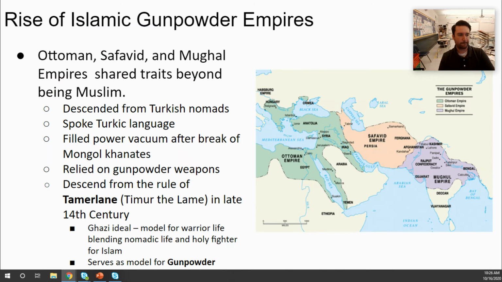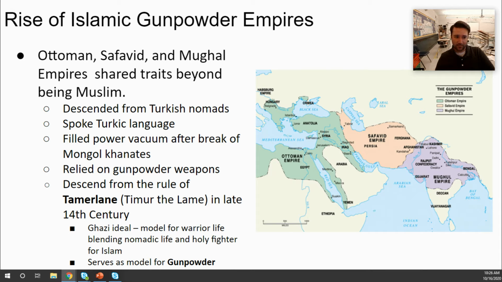Okay. So then we're going to shift gears again to another area, and we're going to talk about the rise of the Islamic gunpowder empires. So this is including the Ottoman, the Safavid, and the Mughal empires. All of them share traits beyond just the fact that they're Muslim states.